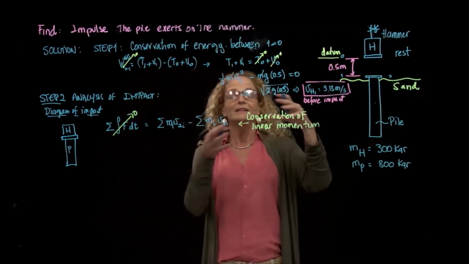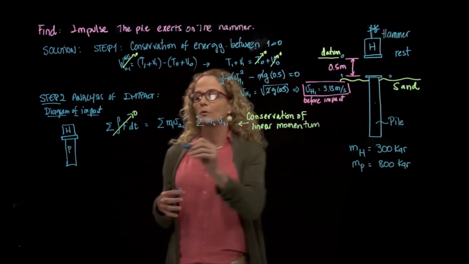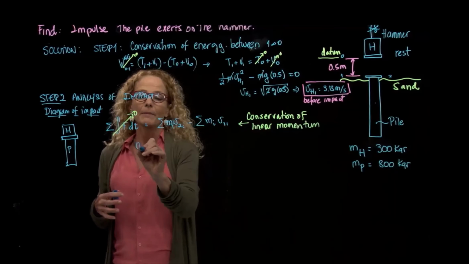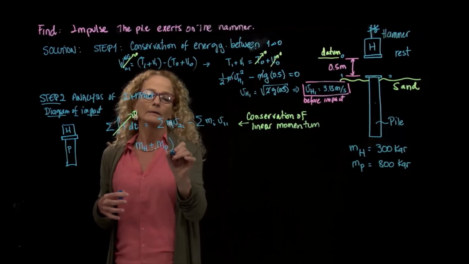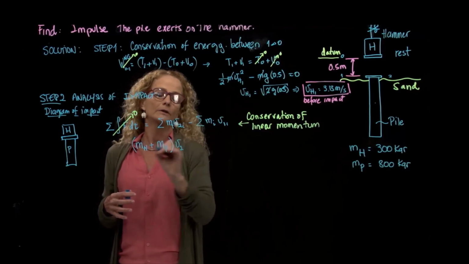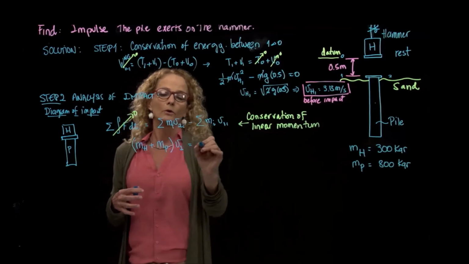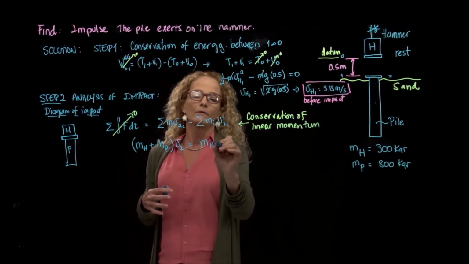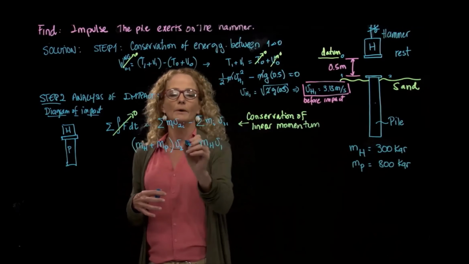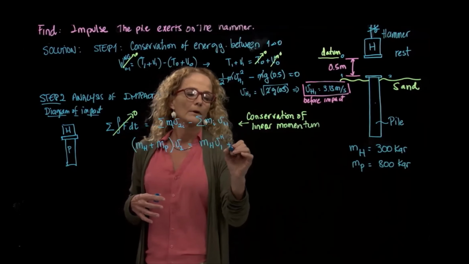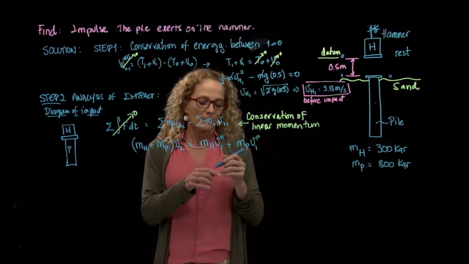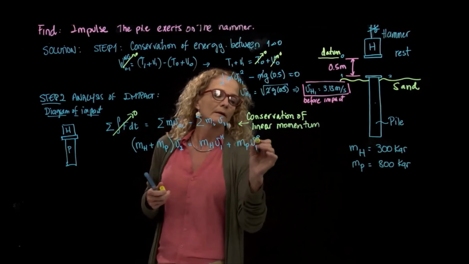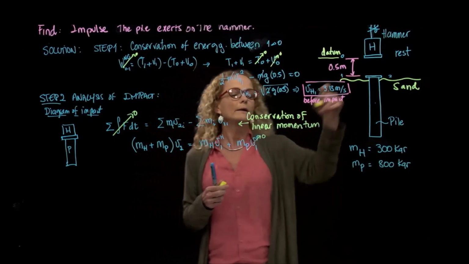And since it doesn't rebound, they move together. So we can say that at the end, the mass of the hammer plus the mass of the pile times the final velocity will be equal to the mass of the hammer times the velocity of the hammer, plus the mass of the pile times the velocity of the pile. But we know that the pile is at rest in position 1.